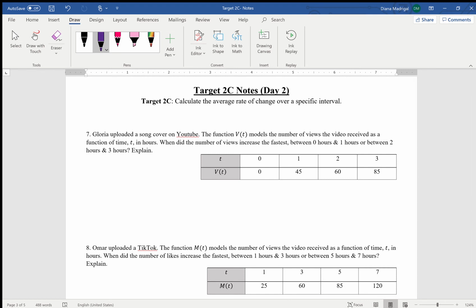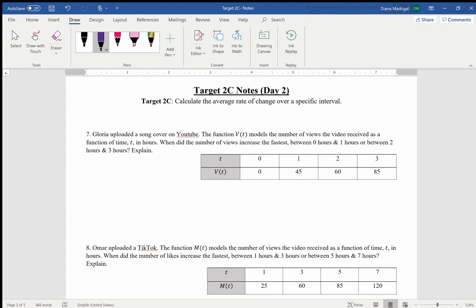All right, moving on to C notes day 2. Again, more notes for target C. Yes, I know. It's a drag. But we need to understand target C. So it's very, very important, okay?